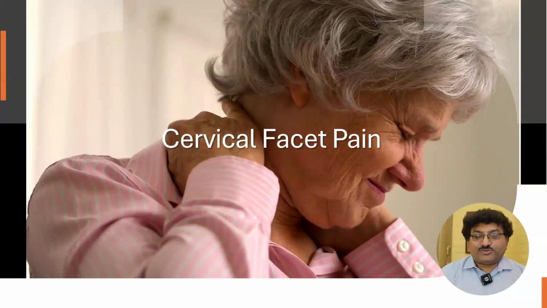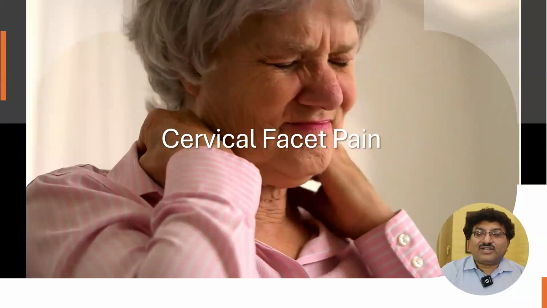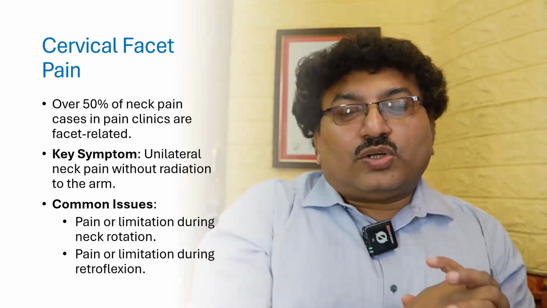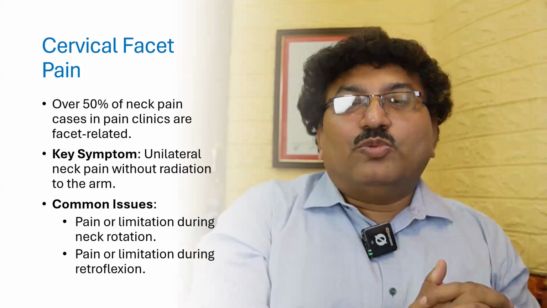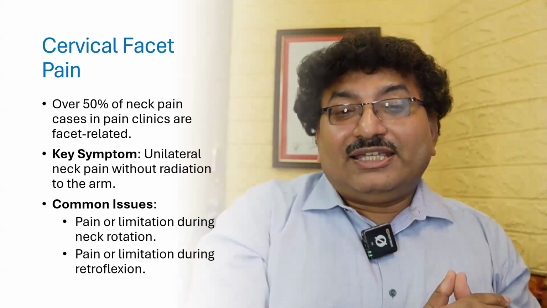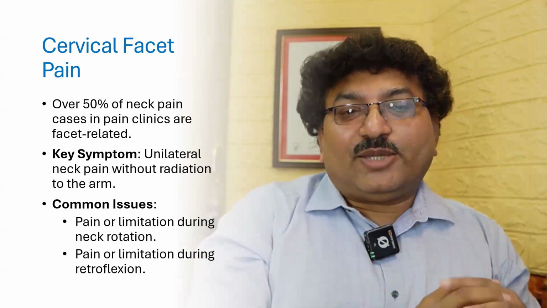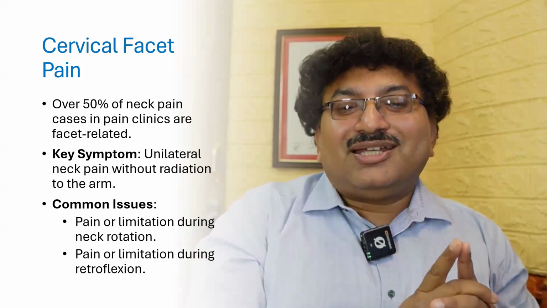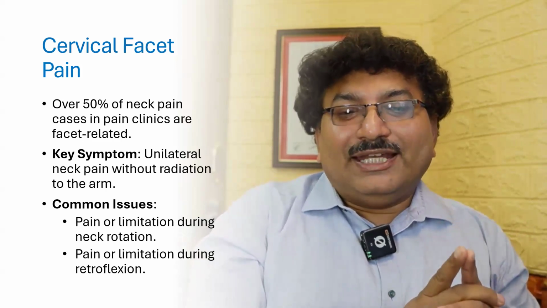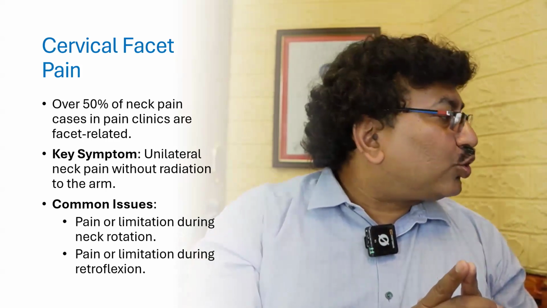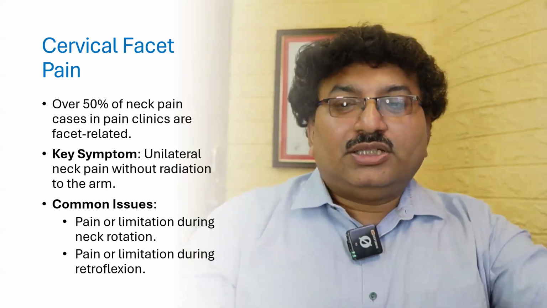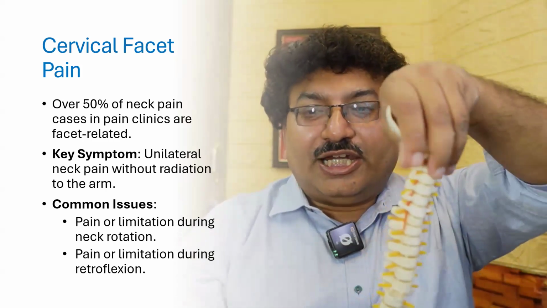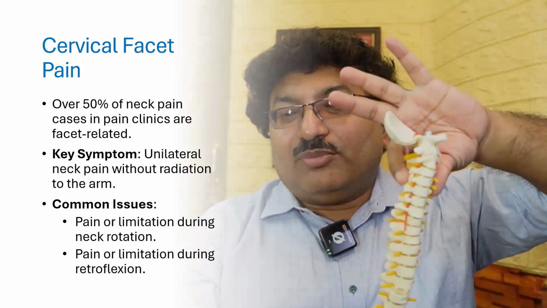So let's move towards what you have asked. It is the cervical facet pain. Over 50% of the neck pain cases which come to the pain clinic are mostly facet related. And the key symptom is unilateral neck pain without radiation to the arms. The pain usually increases during neck rotation, because when it is rotating to the left and right, then the pain will be more, because there will be more pressure over these joints.